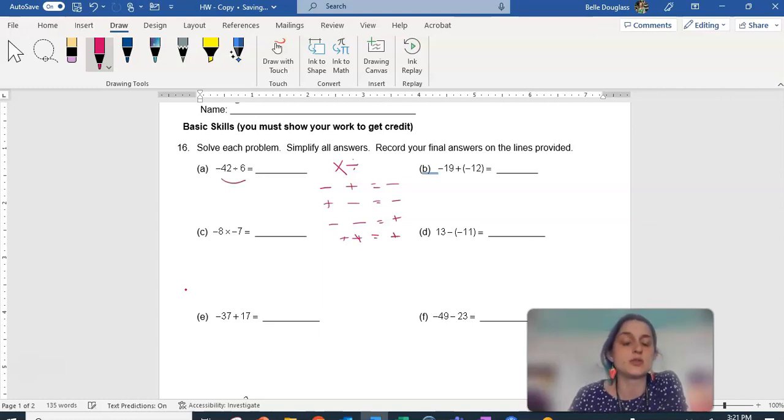So here you can do regular 42 divided by 6 and then decide what sign it is. Same deal, regular multiplication, decide what sign it is.